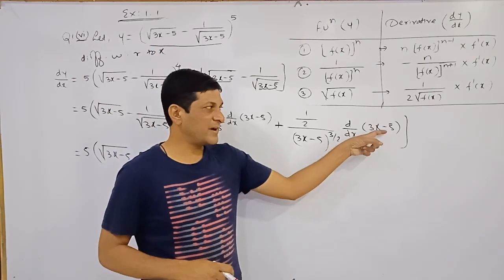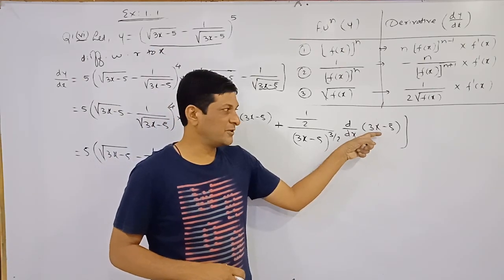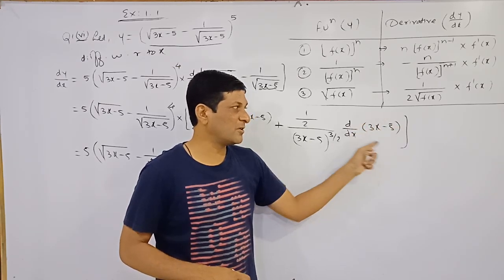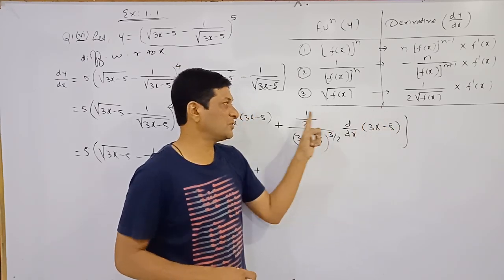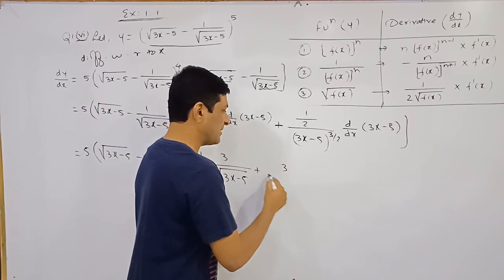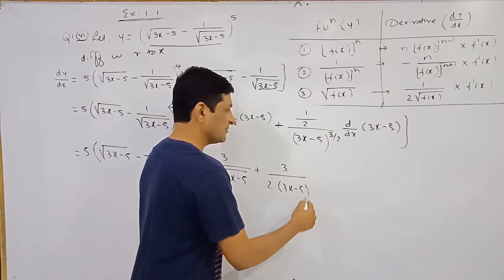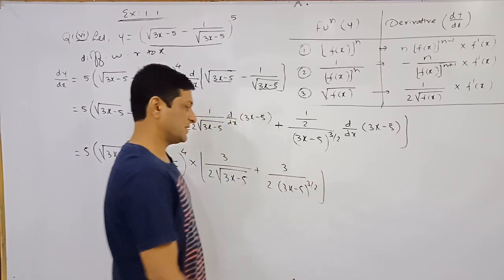Now again we are finding the differentiation of this term. Derivative of 3x is 3, and derivative of the constant term, means 5, is 0. Means the derivative of the whole term is 3. And 3 into 1 by 2 will be equal to what? 3 by 2. In the denominator, 3x minus 5 raised to power 3 by 2, keep it as it is.